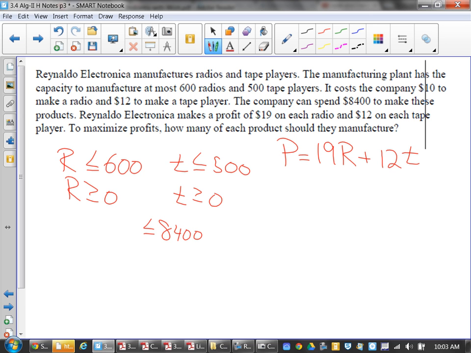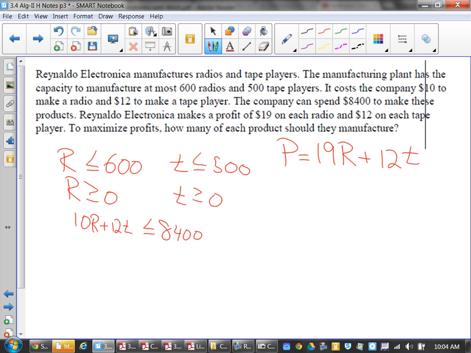So 10R plus 12T. Yeah, Mike, I have a question. How do R greater than or equal to 0 and T greater than or equal to 0? Can you make a negative amount of radios? No. That's why. You see what I'm saying on that? Yeah, right, we didn't do it.